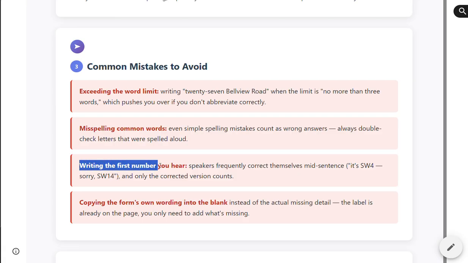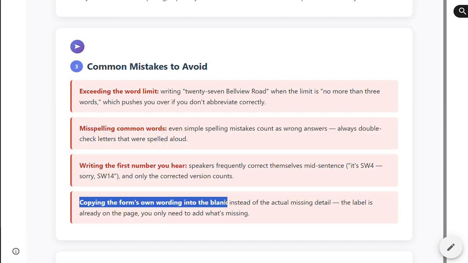The third, and one of the sneakiest, is writing down the first number you hear and moving on. Speakers frequently correct themselves mid-sentence. For example, saying, it's SW4. Sorry, SW14. And only that corrected version counts as the right answer. And the fourth mistake is copying the form's own printed wording into the blank instead of the actual missing detail. Remember, the label is already there on the page. You only need to add what's missing.